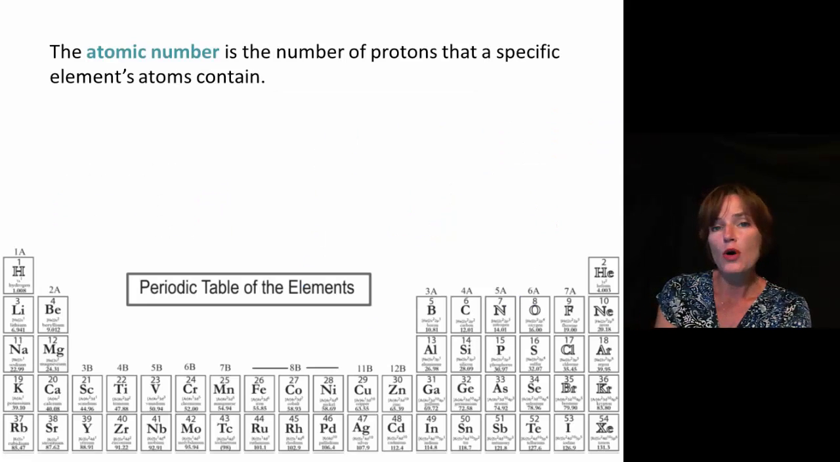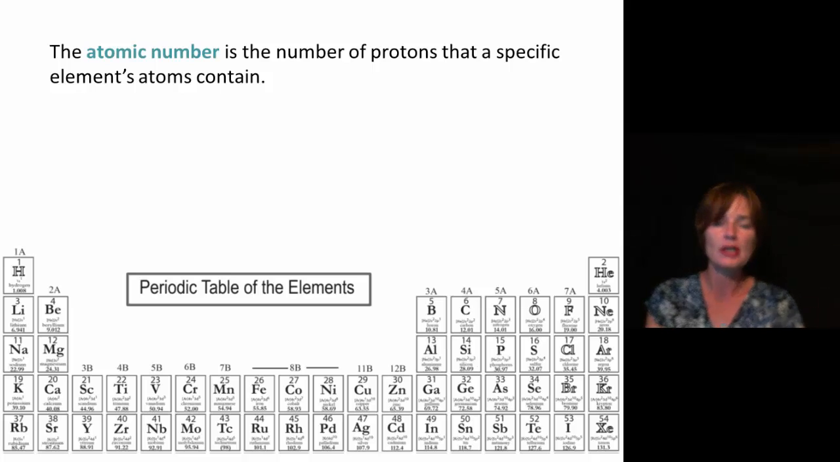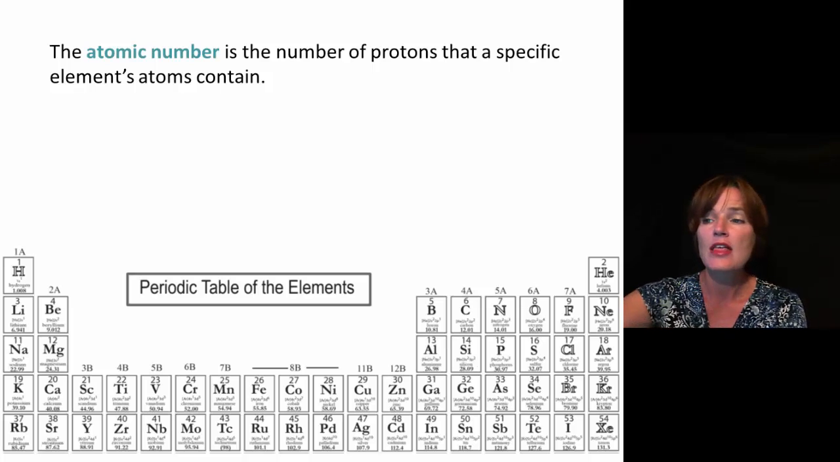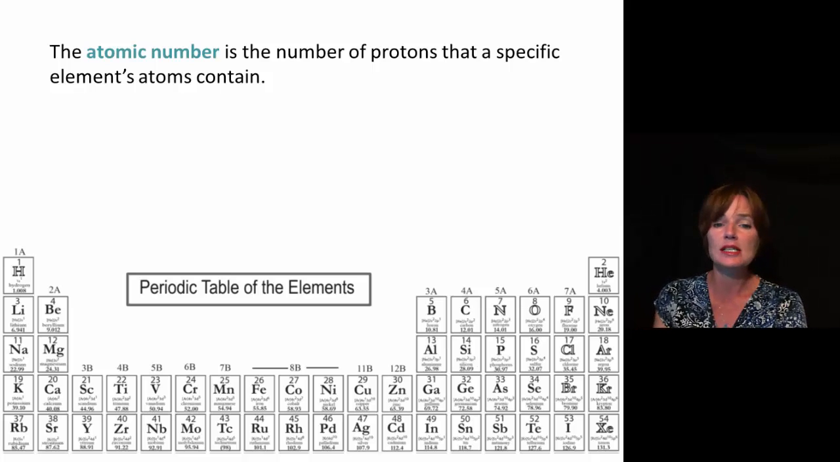Now, if we talk about what makes one atom different from another atom, or what makes one element's atoms different from another element's atoms, this is really where the atomic number comes in. The atomic number is the number of protons that a specific element's atoms contain. And so it is going to be unique to a particular element. That means that no 2 elements actually have the same atomic number.